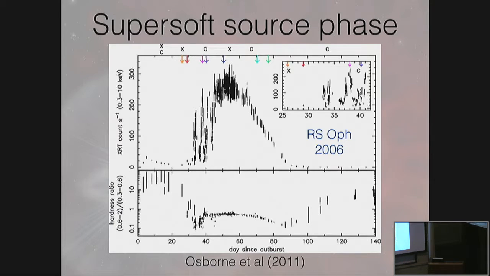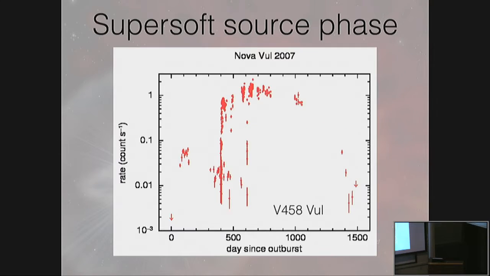This is where essentially the fuel is running out. Nuclear burning is getting less and less and less, and then the whole thing finally decays. This turned out to be not RS Oph's peculiarity. It turned out to be almost the norm of all the Supersoft source phases that we were looking at. It wasn't ubiquitous, but it was very, very common.